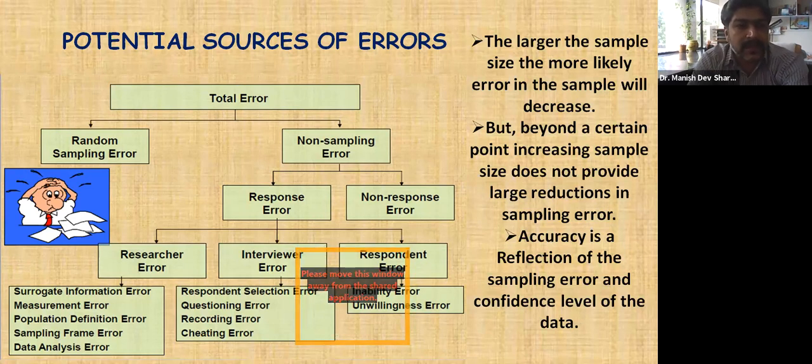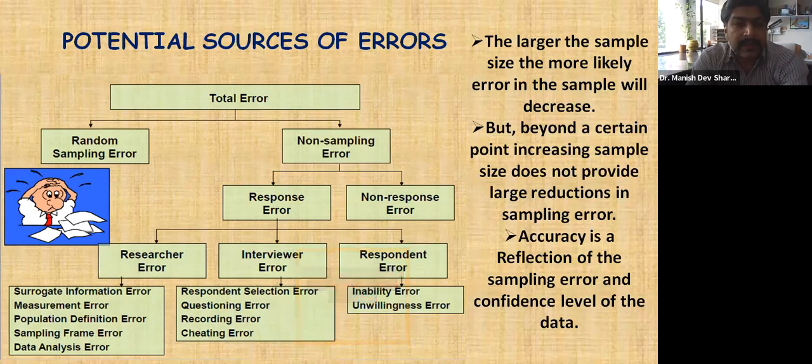In non-sampling error, we have response error and non-response error. Response error could be due to researcher error, interviewer error, or respondent error. What is researcher error? The researcher may have used wrong units, a wrong sampling frame, or a wrong data analysis method. So that error is caused from the side of the researcher itself.